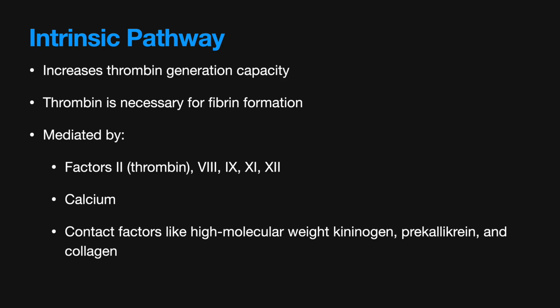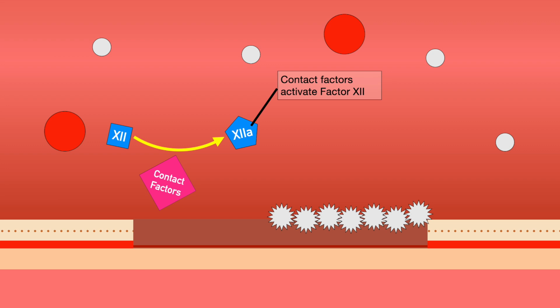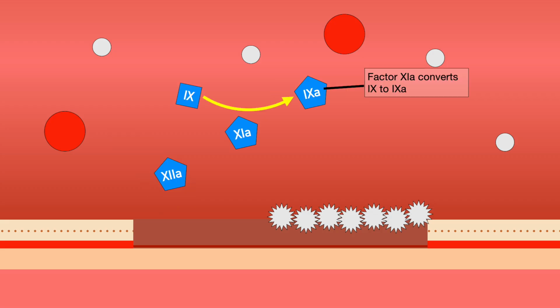The intrinsic pathway is mediated by factor 2, also known as thrombin, factors 8, 9, 11, and 12, calcium, and some contact factors like high molecular weight kininogen, prekallikrein, and collagen. The intrinsic pathway begins with the contact factors, which are usually found on the endothelium, and they activate factor 12. Factor 12 then activates factor 11, which activates factor 9.